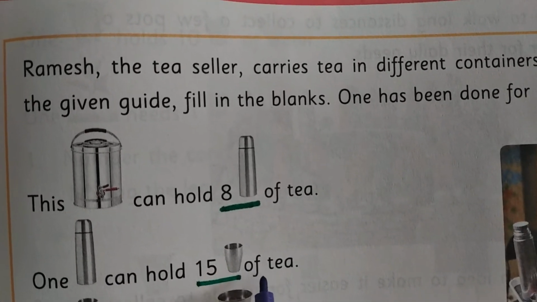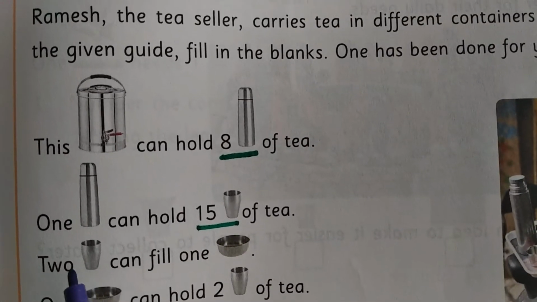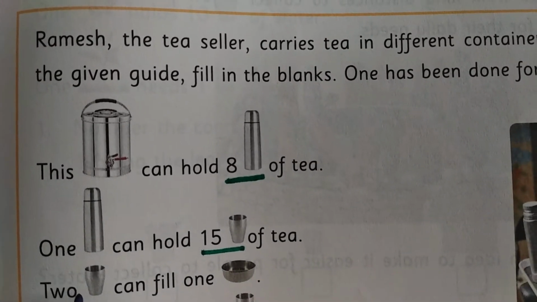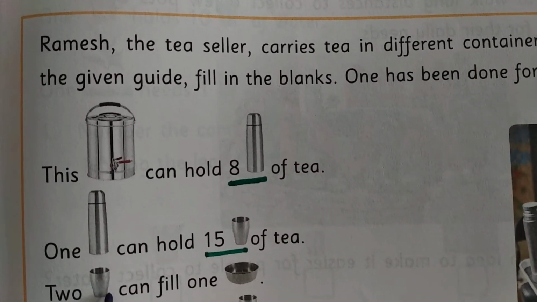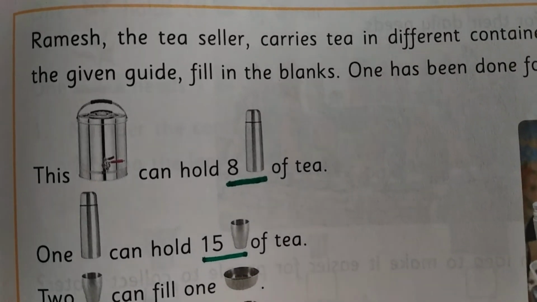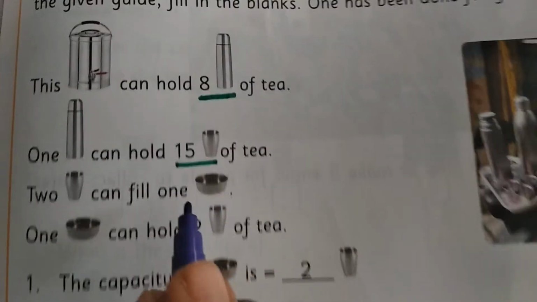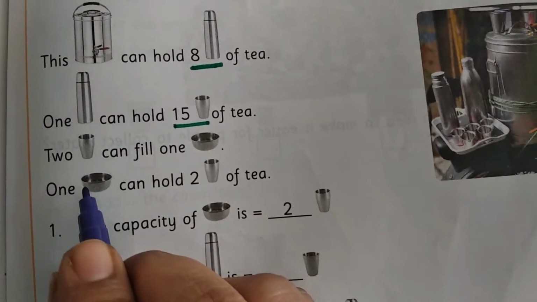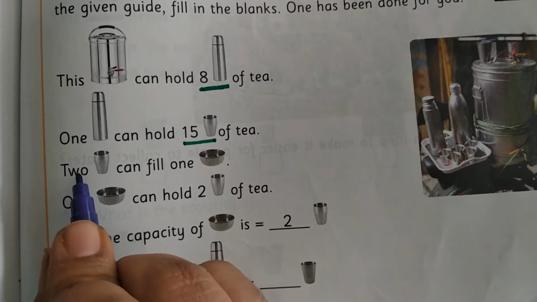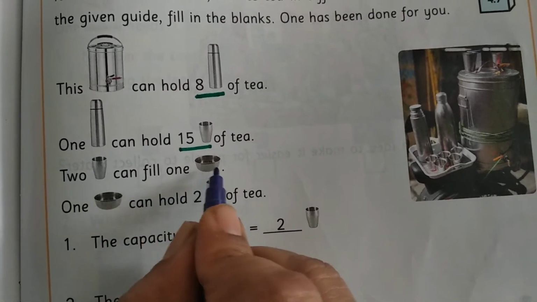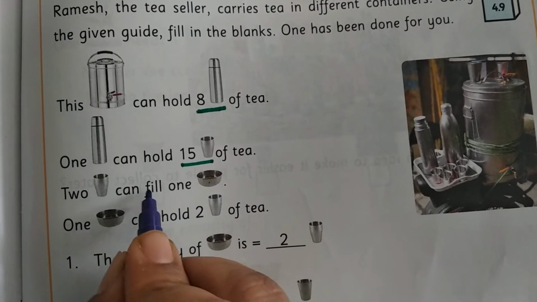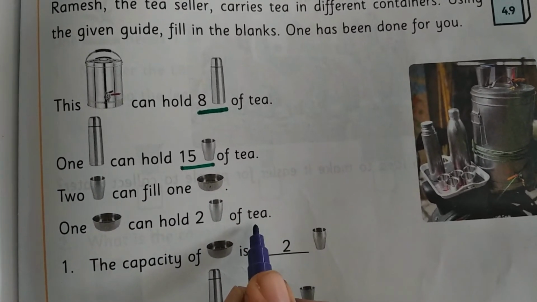So we are measuring the capacity of the flask using 15 glasses of tea. Now see here, 2 glasses can fill one bowl. They have given a picture. So in this one bowl, we can fill 2 glasses of tea. You want to listen carefully. This one bowl can hold 2 glasses of tea. Vice versa, 2 glasses of tea can fill one bowl, and one bowl can fill 2 glasses. That only they have given here.